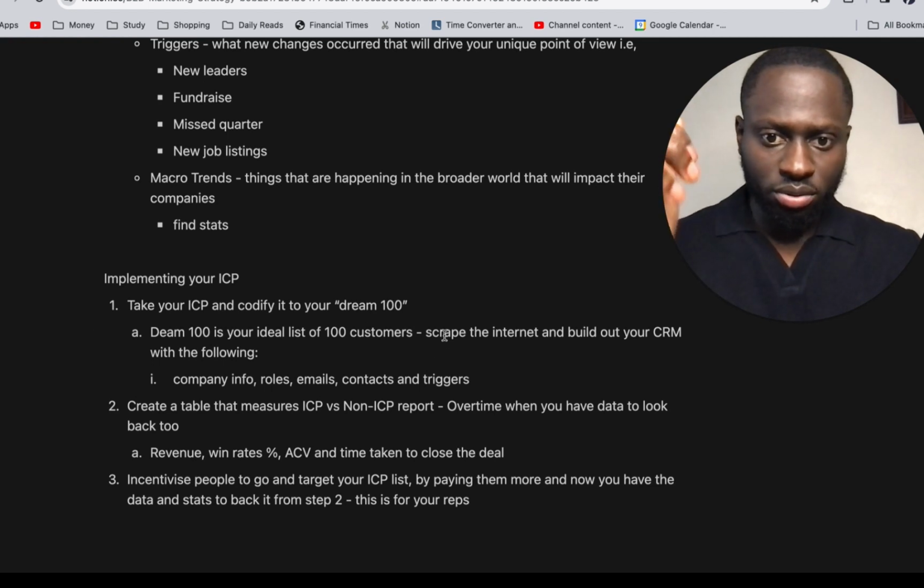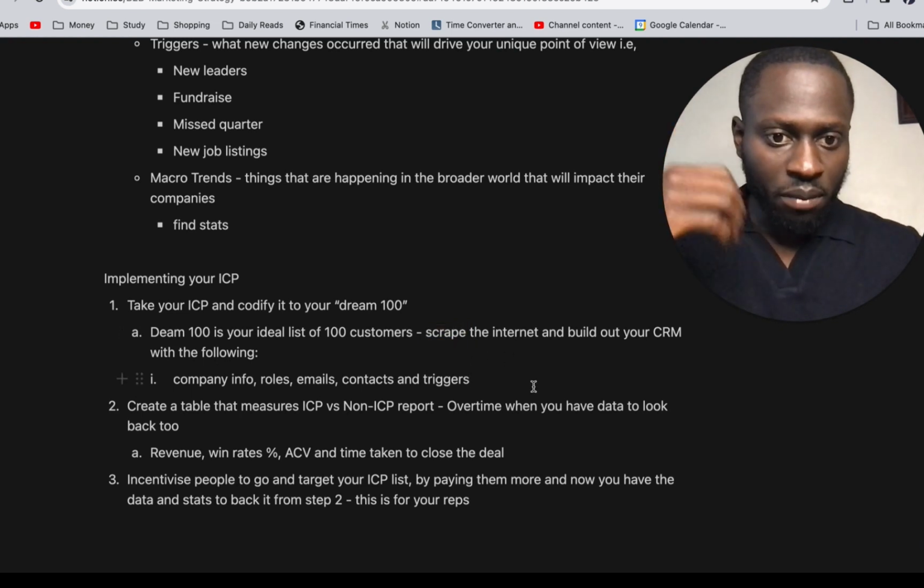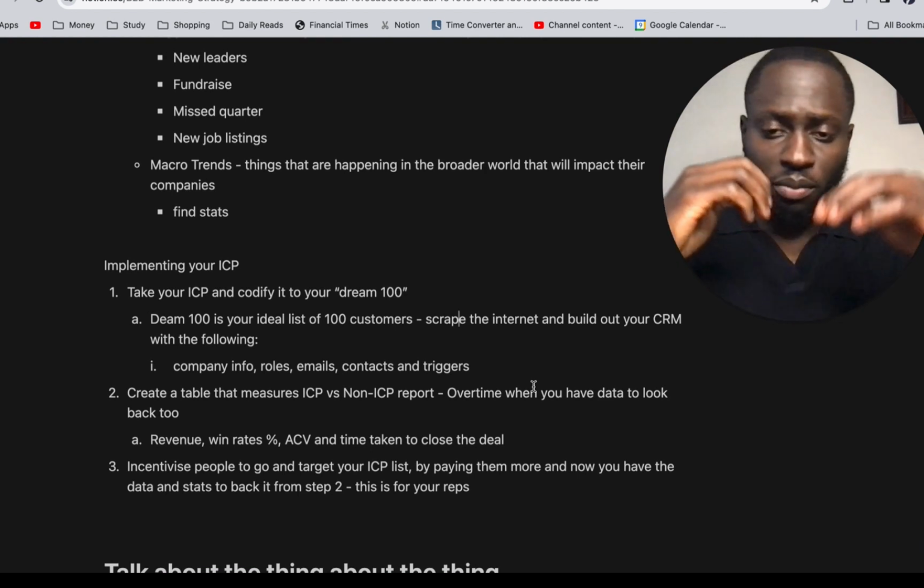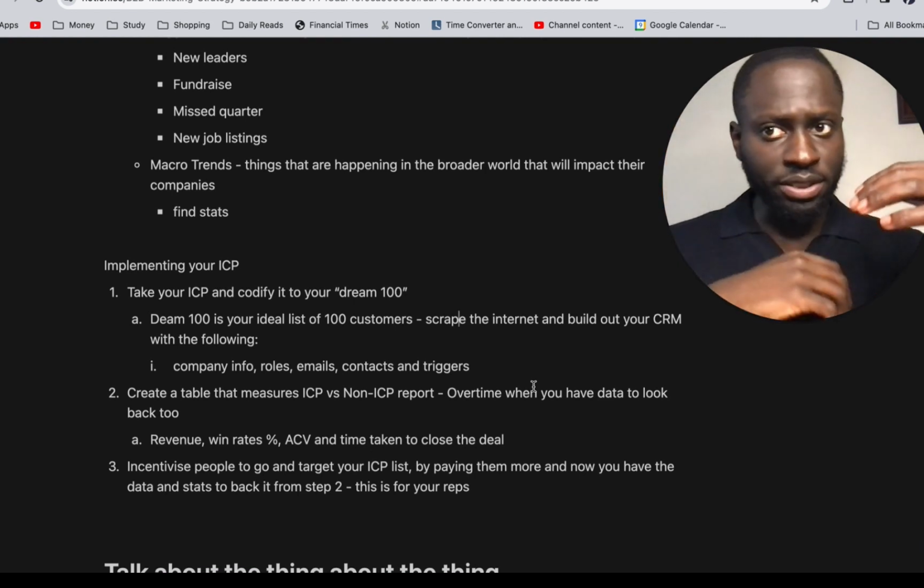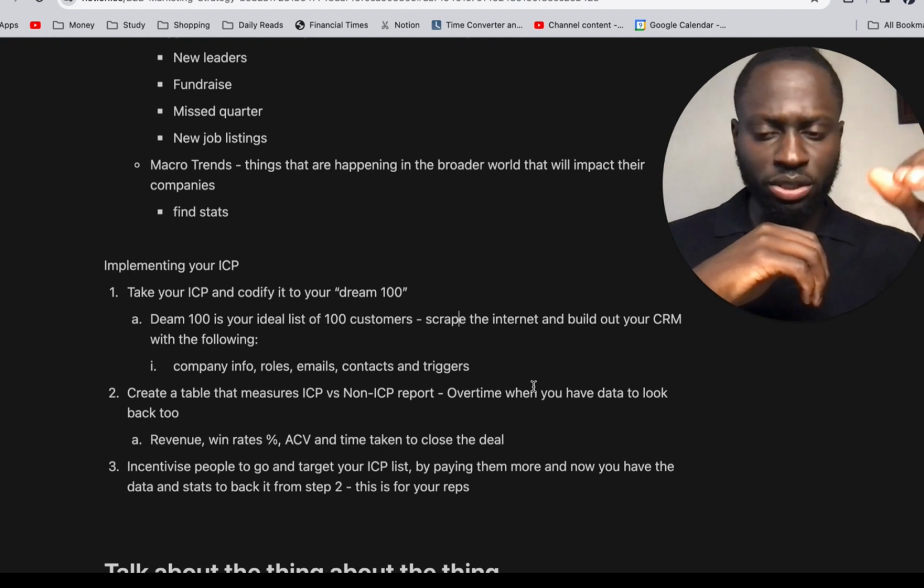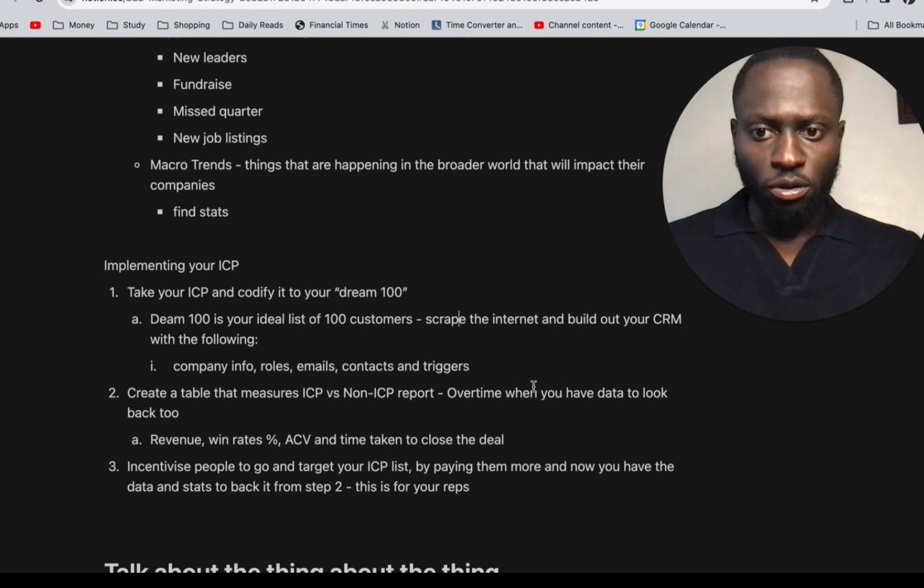Scrape the internet, build out your CRM with the following: the company information, the roles, the emails, contacts and triggers. This is predominantly what you're going to use to craft your messaging to start doing outreach: email outreach, cold outreach, organic outreach on LinkedIn, on different platforms where your customers spend most of their time.